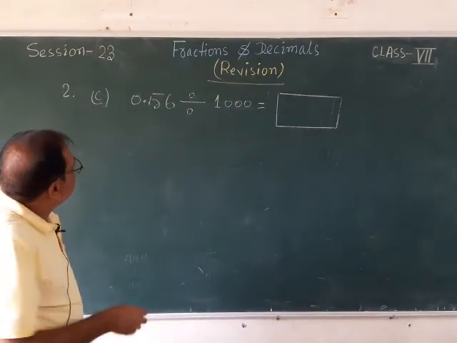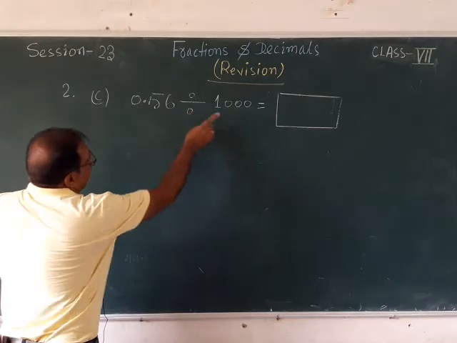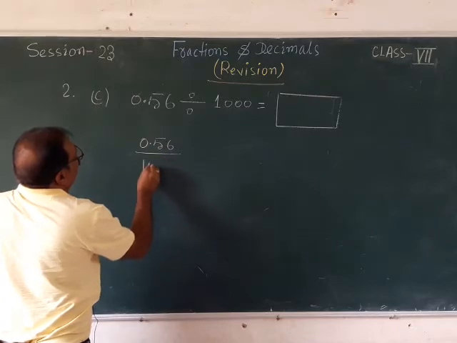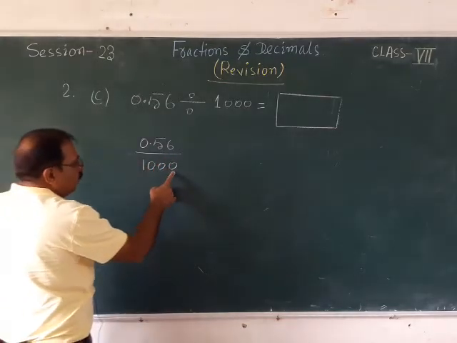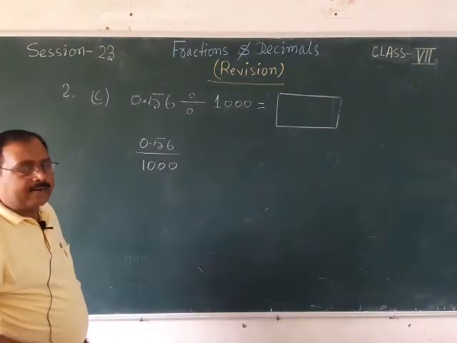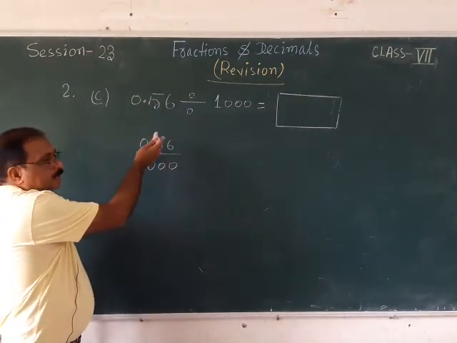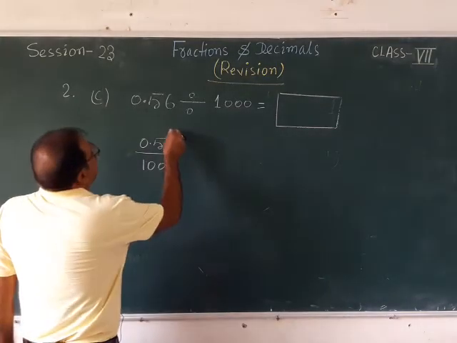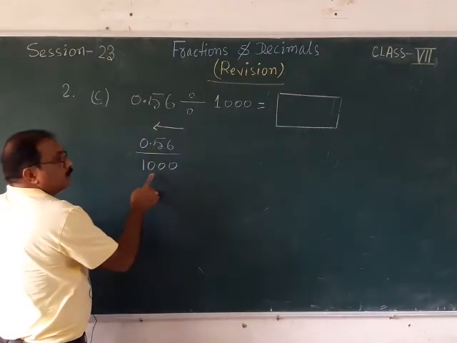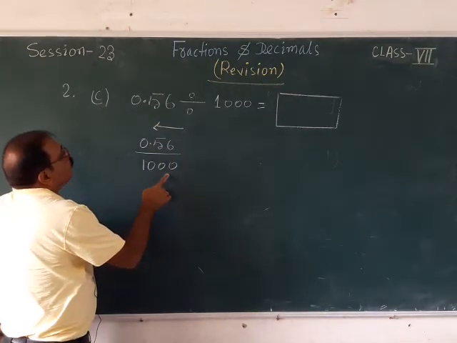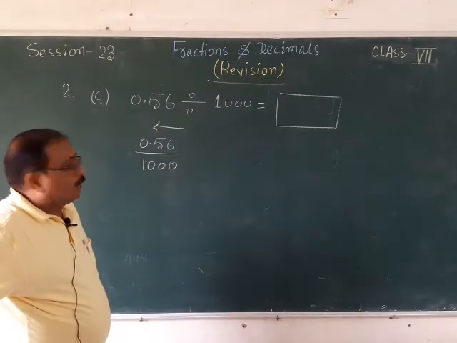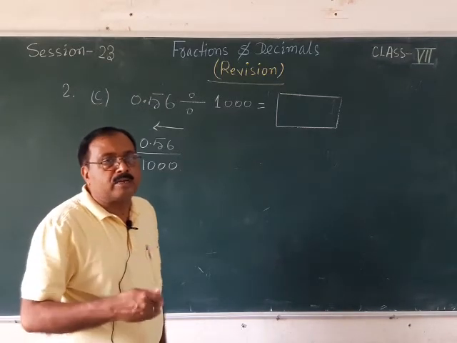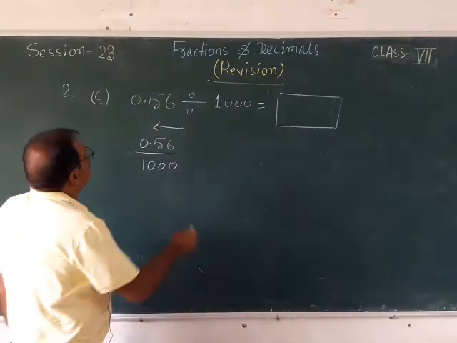So here you can see 0.56 divided by 1000. I can do it like that: I will write 0.56 upon 1000. When you are dividing by 1 followed by zeros, the decimal can be shifted from right to left. In case of multiplication, the decimal moves from left to right. This is a simple rule of division.